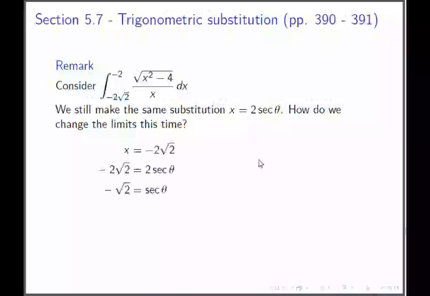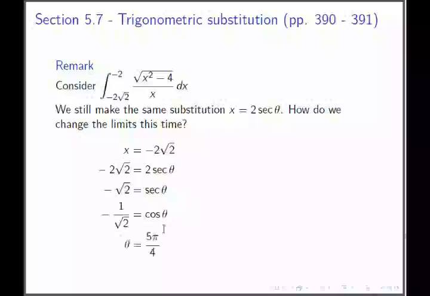Okay, divide by 2, invert both sides. But now cosine of theta is equal to negative 1 over square root 2 instead of positive. And remember that theta lies in the range from 0 to pi over 2, or from pi to 3 pi over 2. So in this case, that tells us that theta must lie in the range from pi to 3 pi over 2. Because cosine is negative, that means it's on the left side of the unit circle. Okay, that tells us that theta must be 5 pi over 4.